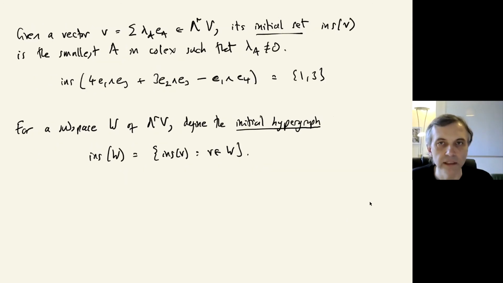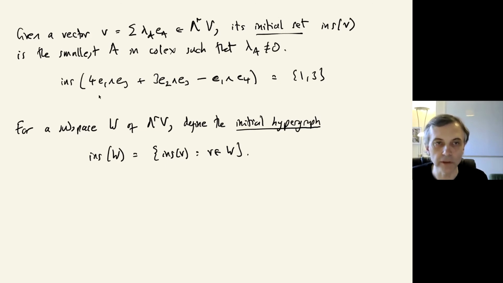Okay, now, right. Given a vector, so sum of lambda_A e_A in the rth exterior power, let's define the initial set to be the smallest set where the corresponding basis element has a non-zero coefficient. So you look at the earliest non-zero coefficient, that's the one you're interested in. So the initial set of v is the smallest A in colex order so that lambda_A is non-zero.